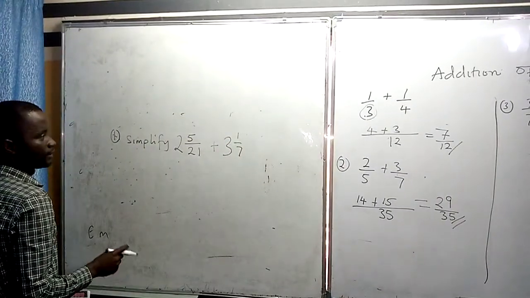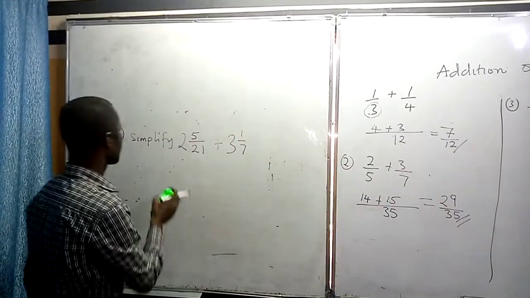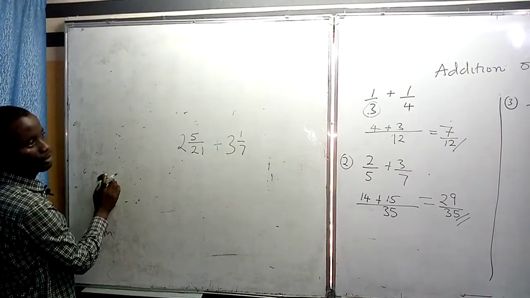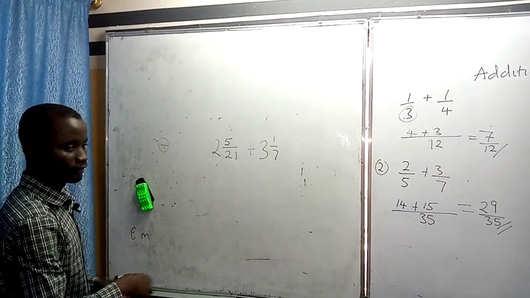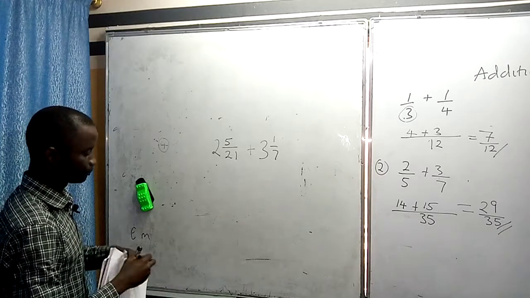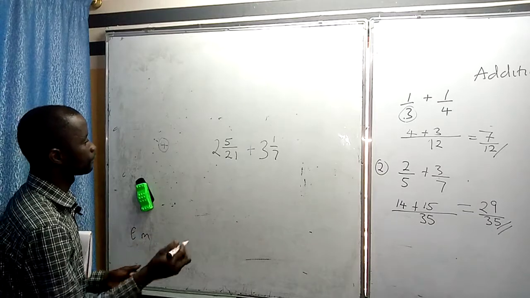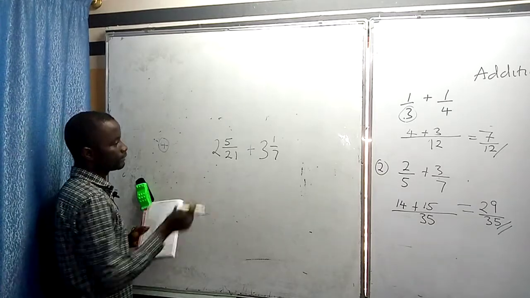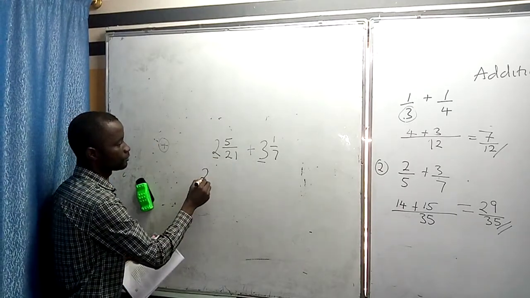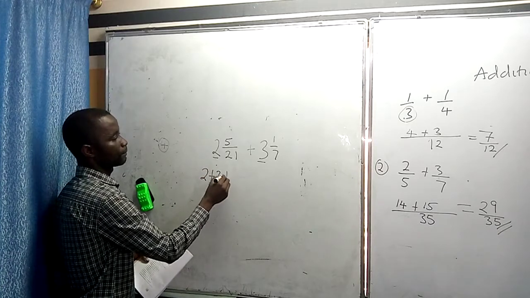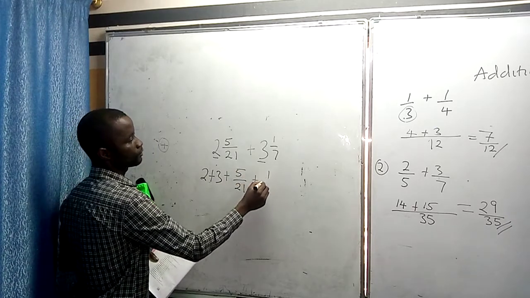But in this case, let me use this one as an example because the one we've solved, there is no whole number. Here you have whole number. Let's use an example. Example 4. Now in this case, you have fraction of mixed number. What are you going to do? You add, the first step, you add the whole number together. That is 2 plus 3 plus 5 over 21 plus 1 over 7.